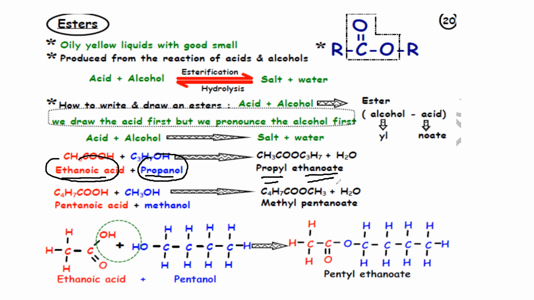Pentanoic acid plus methanol. So what will be the ester form? The first name is from alcohol, so it is methyl, and the second name is from carboxylic acid, so it is pentanoate. So the part which is coming from alcohol should have YL, and the part which is coming from acid should have OATE.